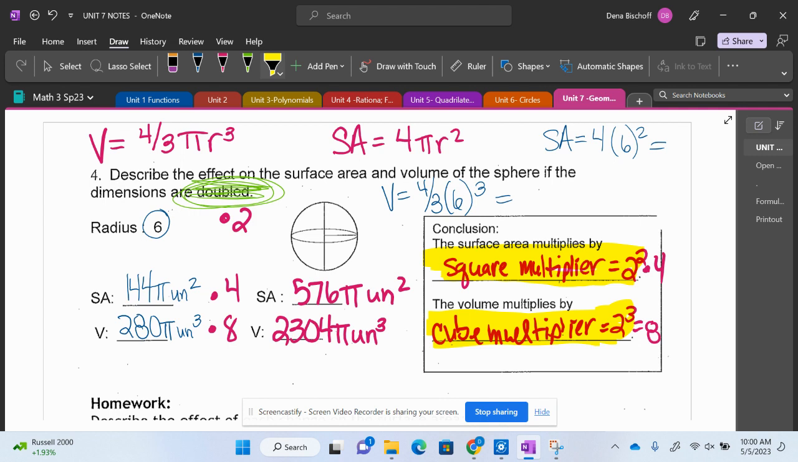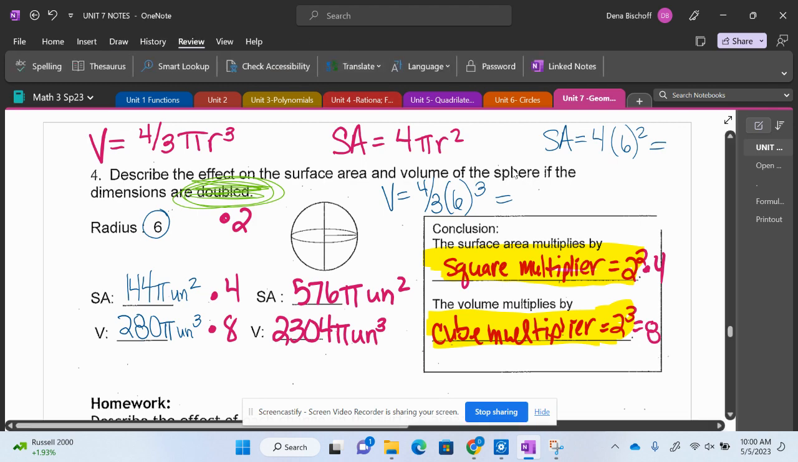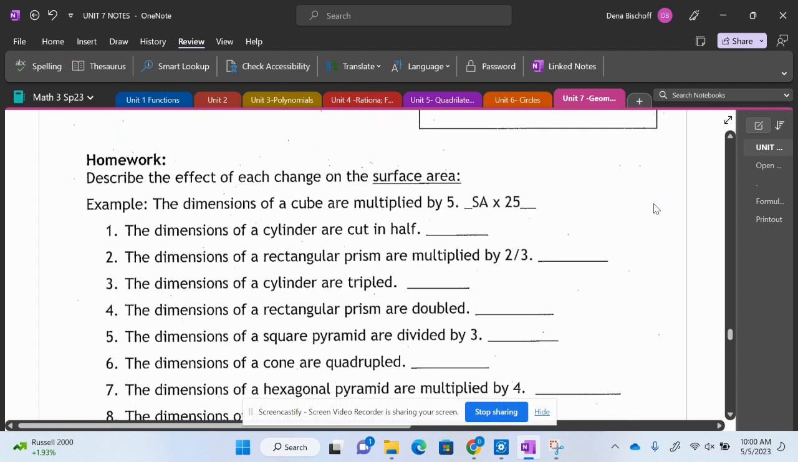So you don't have to show your work. If you just know that you're squaring the multiplier or cubing the multiplier, just plug it in. You don't have to physically change your dimensions. That's just a bunch of extra work that you don't have to do. Okay. So you do have to finish the rest of page 18.